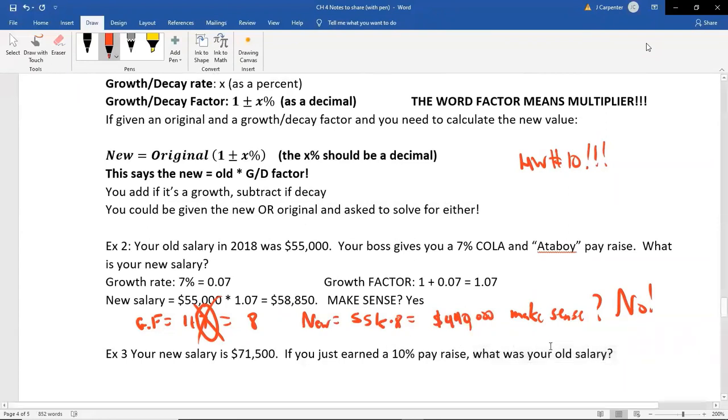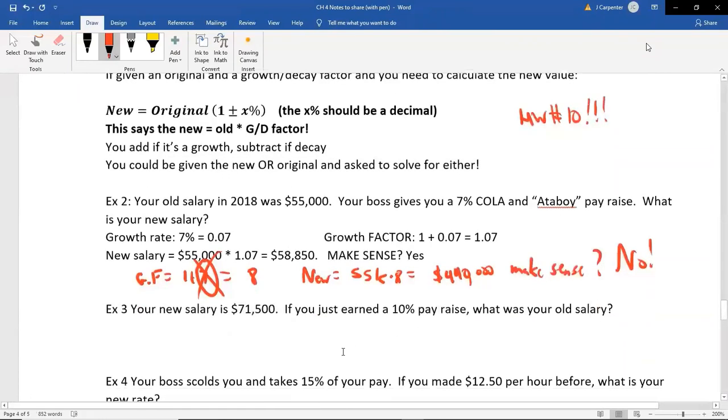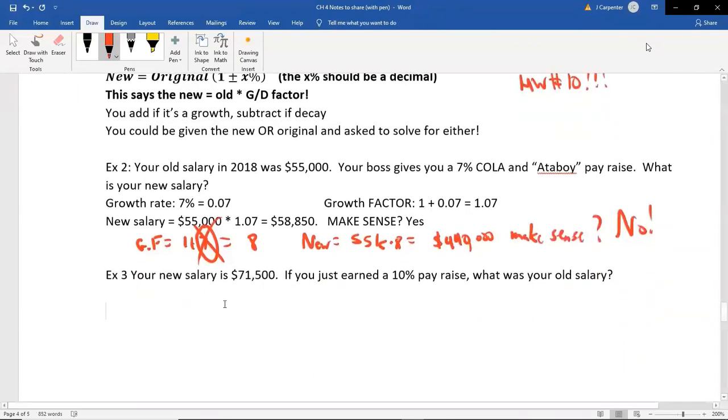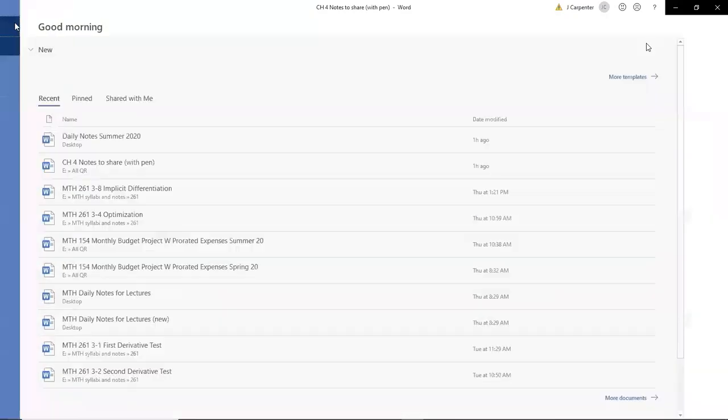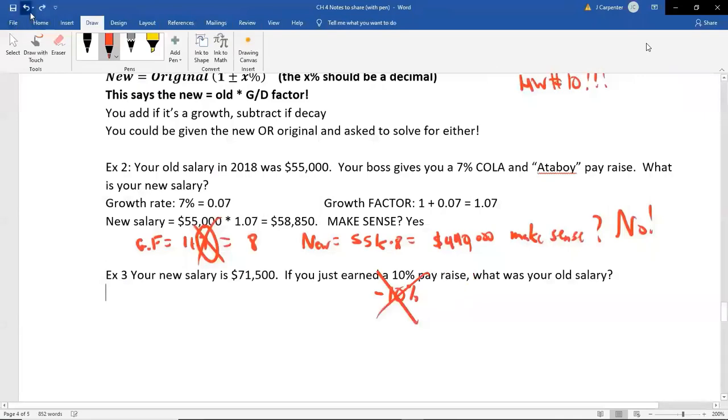So we just earned a 10% pay raise and we're wondering what our old salary is. This is the number one mistake that people make on this problem. The number one mistake is they say, okay, because we're working backwards, let's call this a minus 10%. No, that is wrong. Because we earned a raise, it doesn't matter if we're moving forward in time or backward in time, this is still a positive value. This is a positive 10%. That is still a plus 10%.